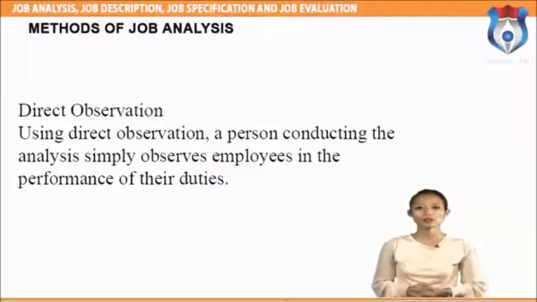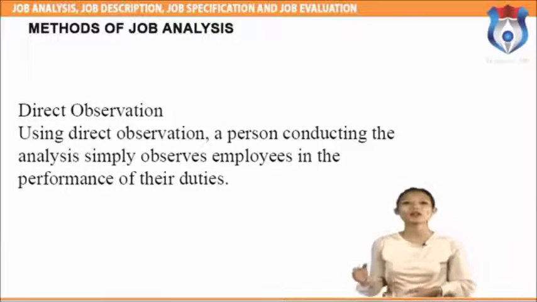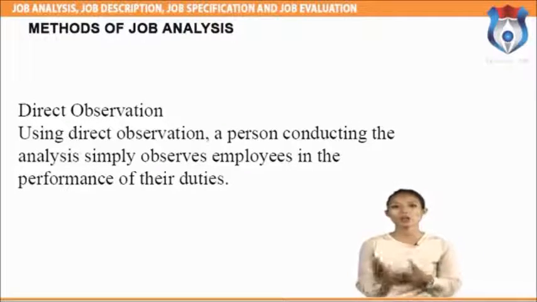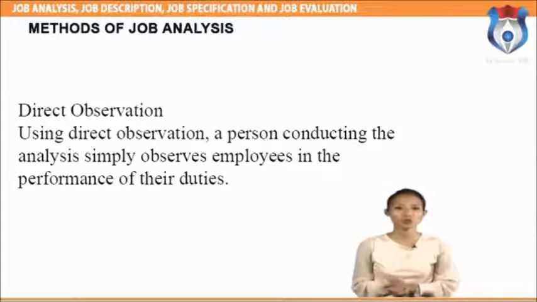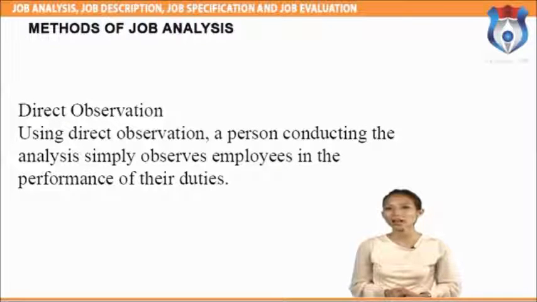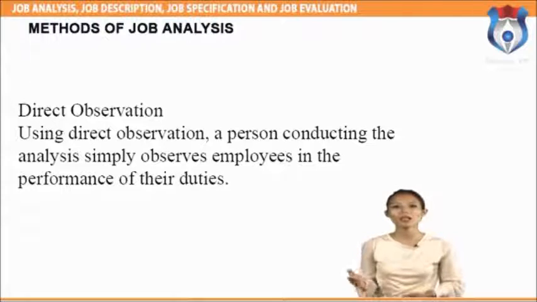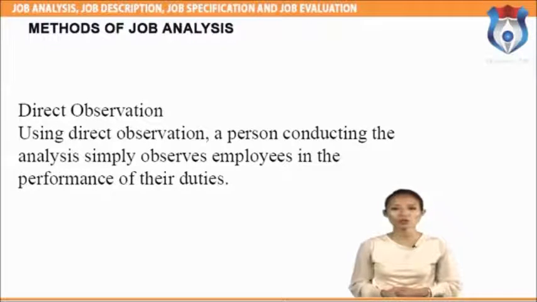Using direct observation, a person conducting the analysis simply observes employees in the performance of their duties. The observer either takes general notes or works from a form which has structured categories for comment. Everything is observed: what the worker accomplishes, what equipment is used, etc. The limitation of this method is that it cannot capture the mental aspect of a job, such as decision making or planning, since mental processes are not observable.